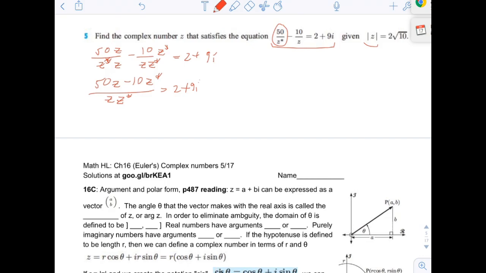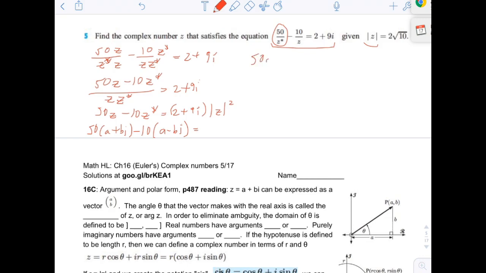What if we now multiply both sides by z conjugate? So we have 50z minus 10z conjugate equals 2 plus 9i times z conjugate. I'm going to rewrite z conjugate as z modulus squared. Now, do you see how we're adding together the complex number and its conjugate? That could eliminate some imaginary parts, right? So what if we substituted a plus bi in for z, and we substituted a minus bi in for the conjugate?